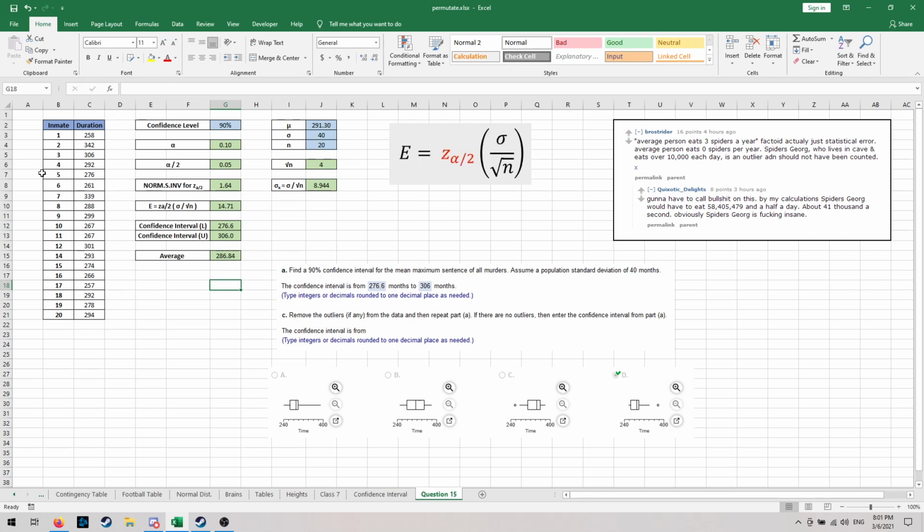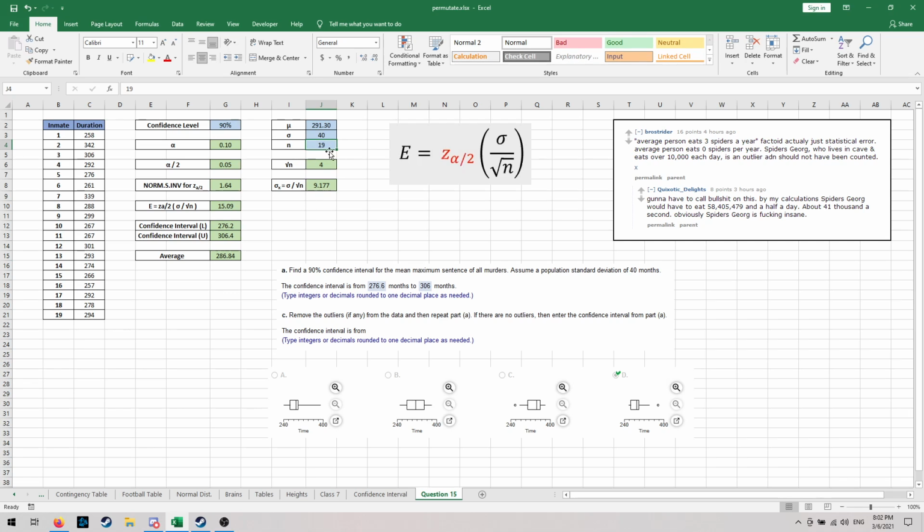286.84. Because we have the question set up, all we need to do is change our values and it'll automatically do all the new calculations for us. But there is one thing we need to consider, and that is that we only have 19 people now. Our n has changed. Our n is now 19. So we have to be sure to change that n.